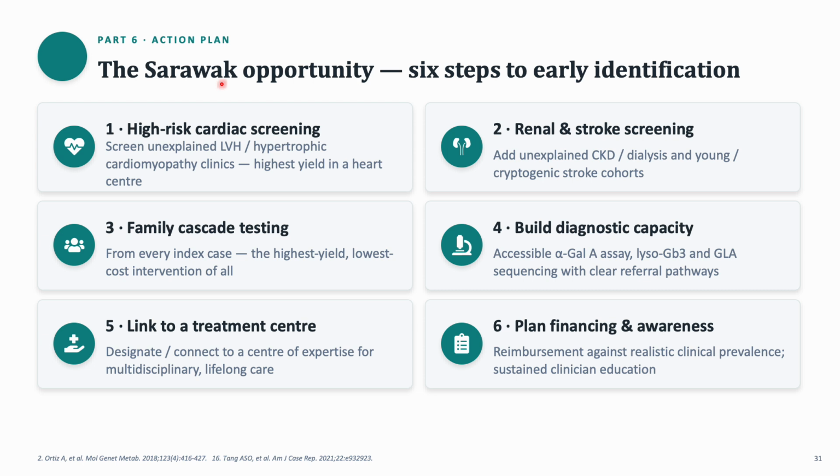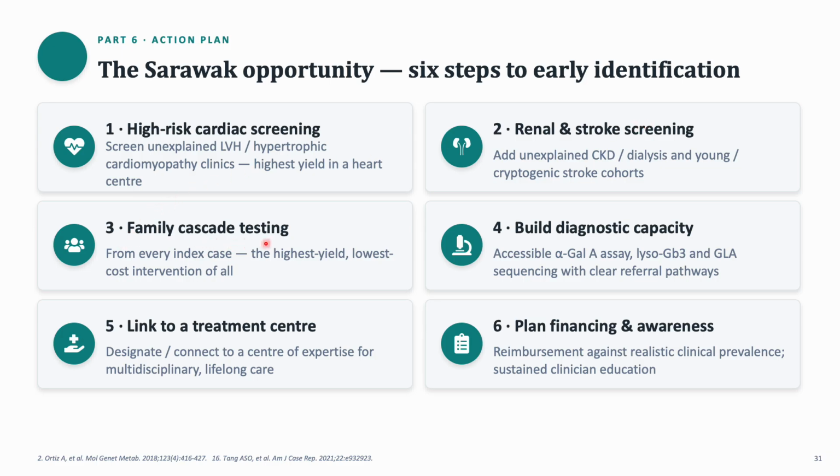So what can Sarawak Heart Center actually do? Six steps to early identification. The first is high-risk cardiac screening: screen for unexplained LVH, hypertrophic cardiomyopathy clinic, the highest yield rate in the heart center. Second, renal and stroke screening: renal add-on for unexplained CKD and dialysis, and neuro for young and cryptogenic stroke cohorts. They can do early identification.